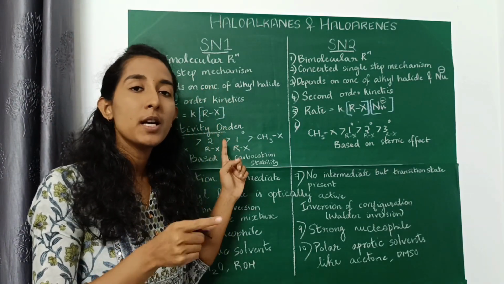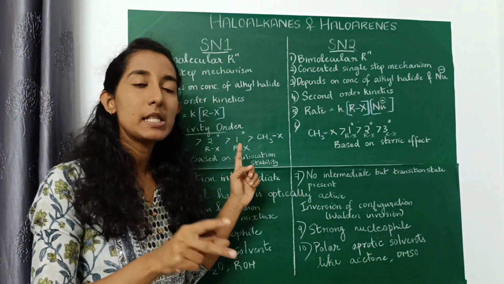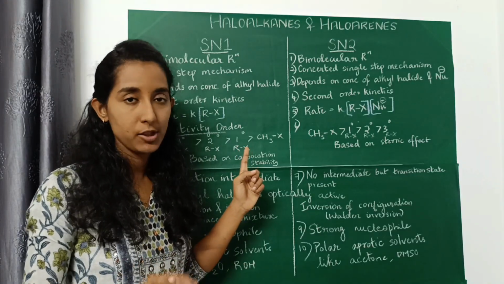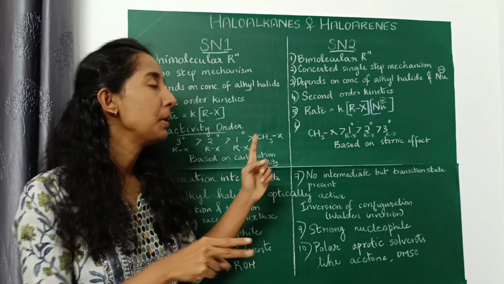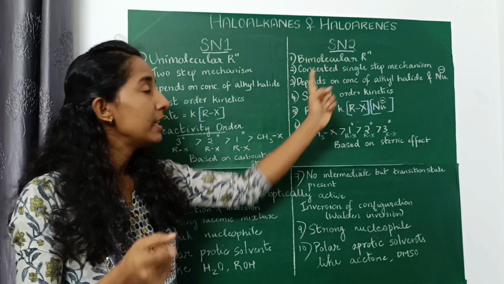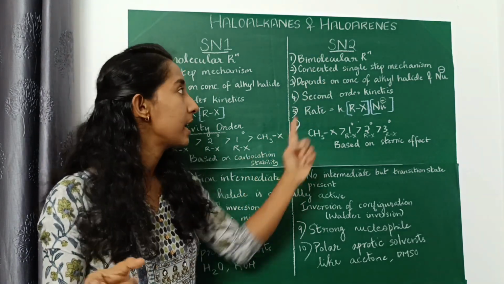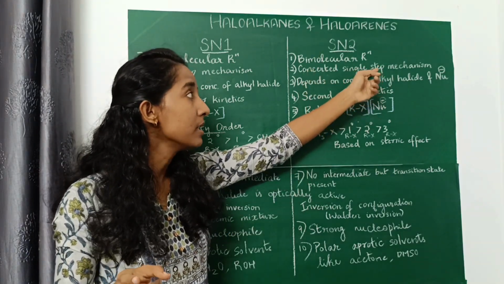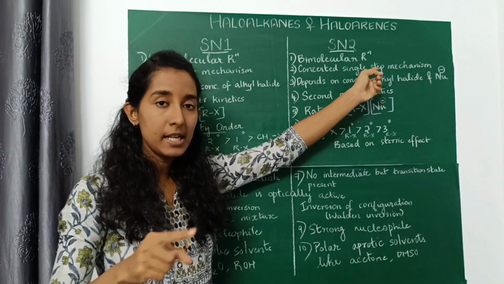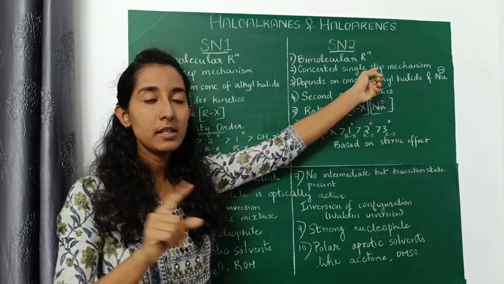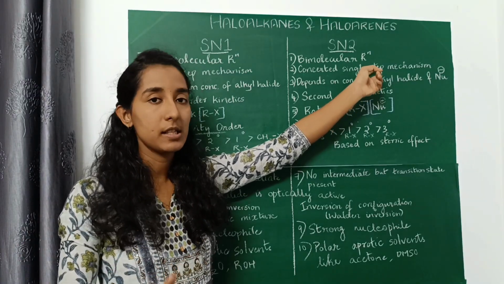In the first step it forms a carbocation. In the second step the nucleophile comes and attacks the carbocation. We have already learned it in the last video. And then SN2 is a concerted single-step mechanism. In this, the nucleophile attacks from the backside and the leaving group leaves from the front side. So it takes place in a single step, so it is a concerted reaction.